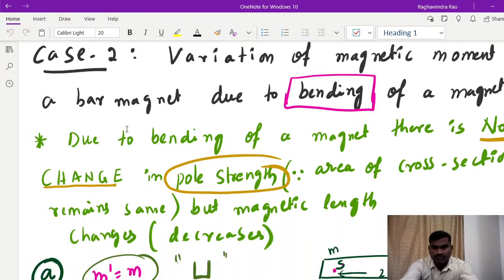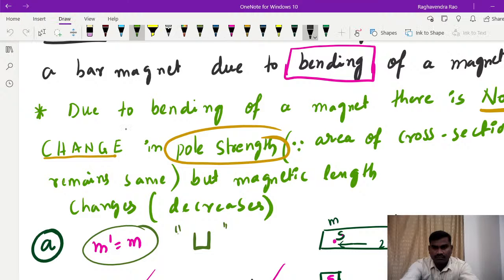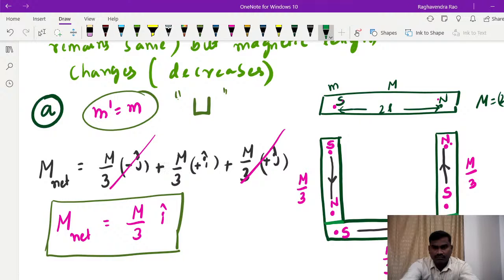So here the important point we discussed in the last class is, due to bending of a magnet, there is no change in pole strength, because pole strength depends on the area of cross section of a bar magnet. As in the case of bending there is no change in area of cross section, the pole strength of the bar magnet remains the same, but magnetic length changes. Magnetic length will decrease, because of that magnetic moment will decrease. Now here in case 2, we completed point A.